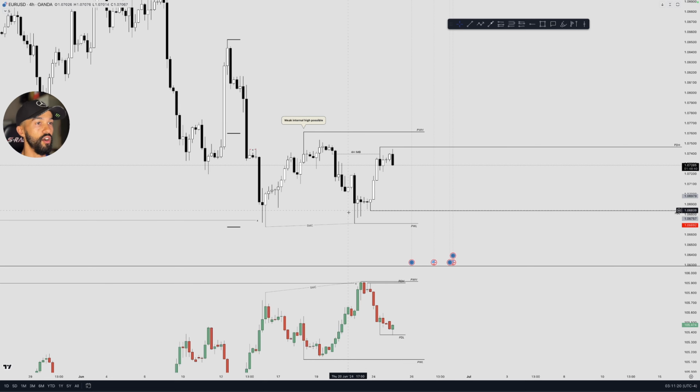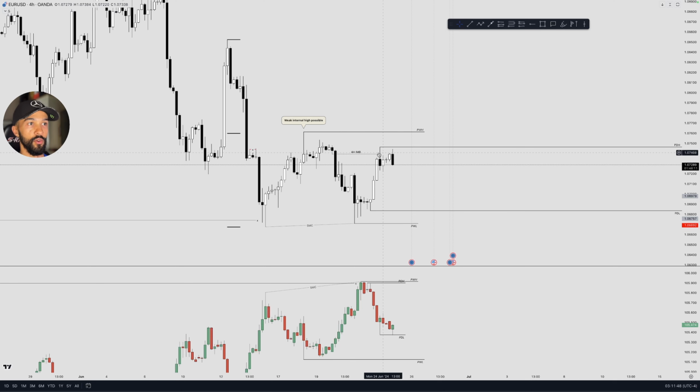Well, apart from this possible weak internal high, we have this POI here that's been mitigated, and we have sell side liquidity sponsorship for today from DXY, and it's with trend. So for me, the bias is leaning towards shorts, right? SMC divergence, some bearish momentum from there.